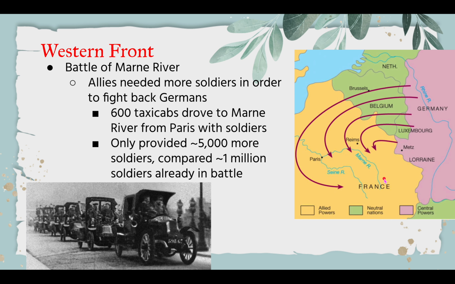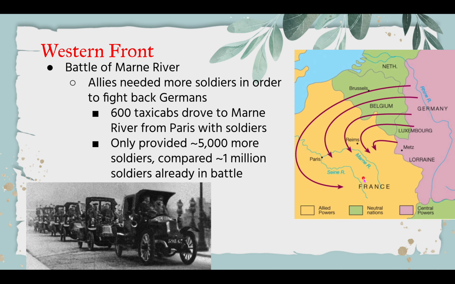The Allies need more soldiers, though, in order to fight back the Germans and push them back into Germany. So, 600 taxicabs from Paris drove to the Marne River with soldiers. So think of that. All of a sudden you see lines and lines and lines of these taxis just filled with soldiers driving to the Marne River.